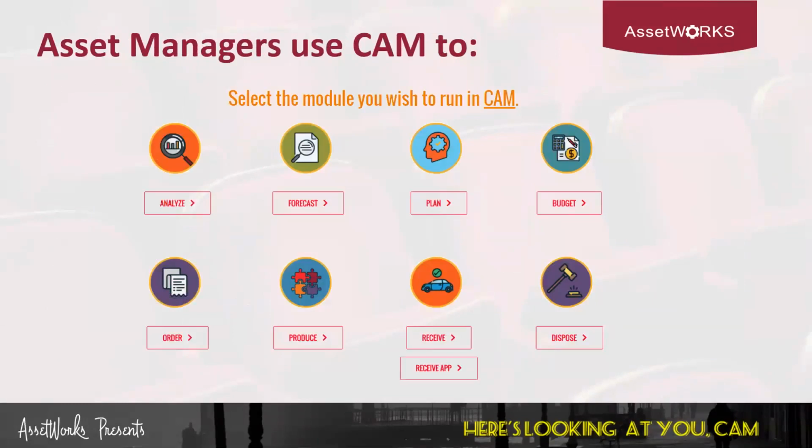Now, some of the things that asset managers use CAM to do would be based right here, and there's actually 8 main functions for those different roles. As I mentioned before, today we're going to focus primarily on the analytics portion, but there's also forecasting, we have planning, which gives you the ability to manage a multi-year replacement plan based on your selected criteria. We've got budgeting, ordering, production, receiving, where each user can actually see all of the unreceived line items and update VINs, what asset is being replaced, and any attribute information.